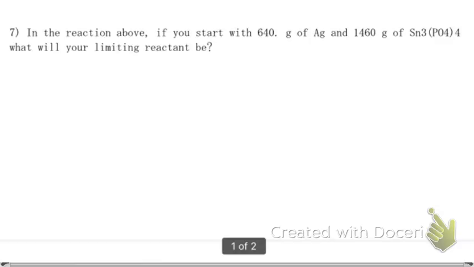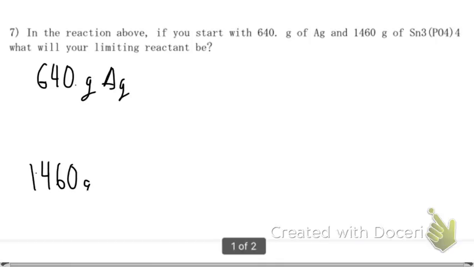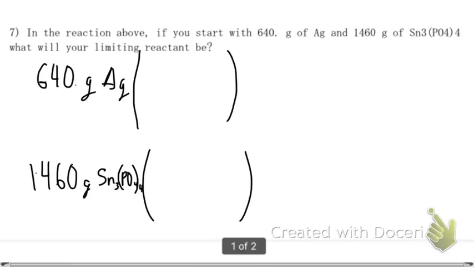And so we're going to start with 640 grams of silver as a lonely number, and we're going to start with 1,460 grams of tin 4 phosphate. And remember, we get to pick which compound we convert to. Limiting reactant problems, there are always 2 sets of dimensional analysis, and you get to pick which units you go to. So let's take a look at that equation really quickly.